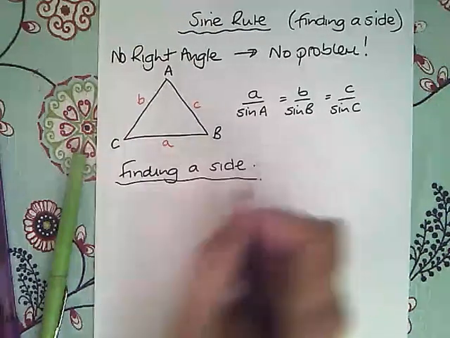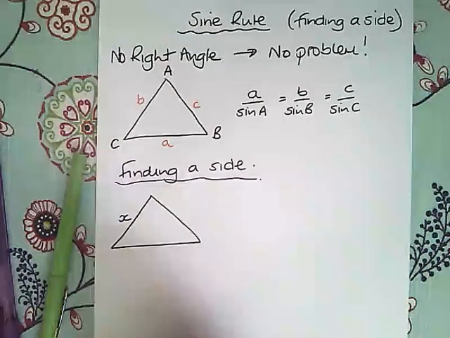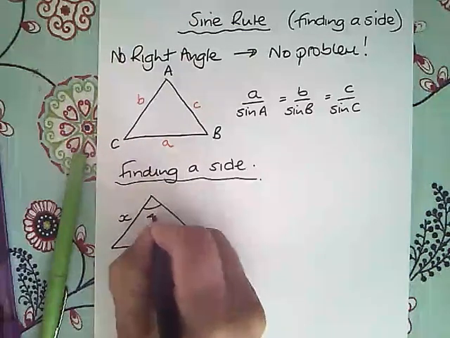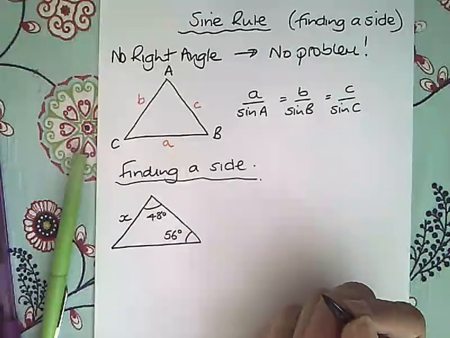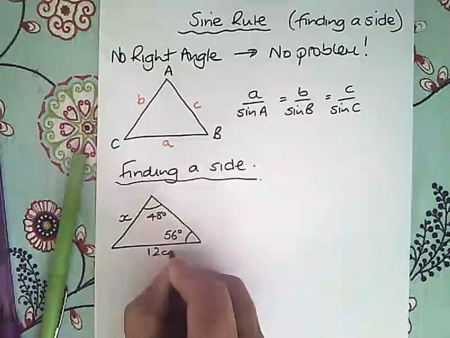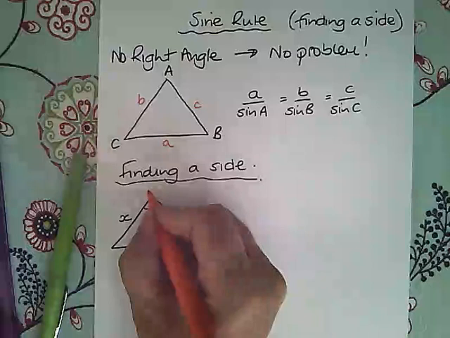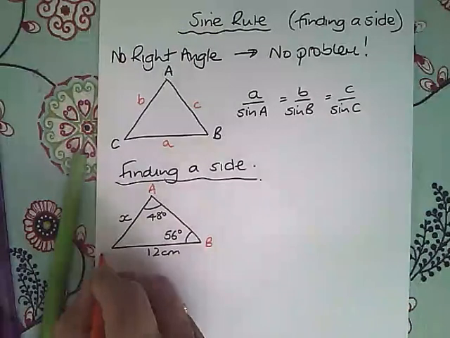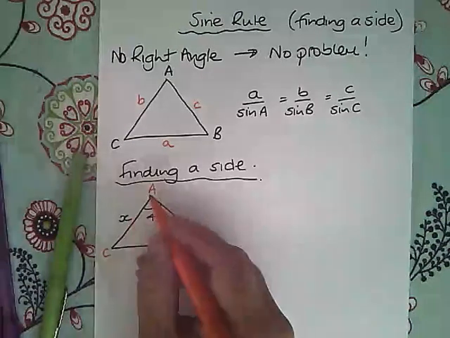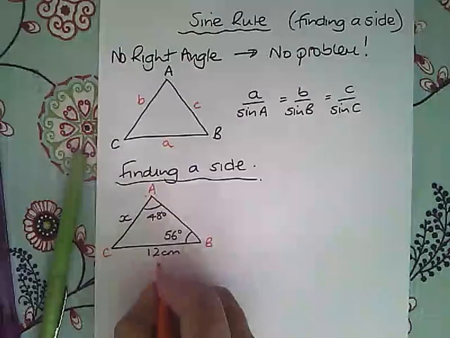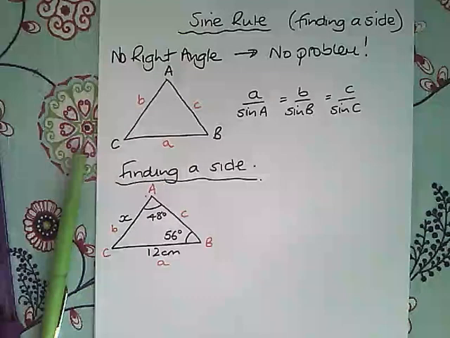in this triangle. This is the side I want to find. This is 48 degrees, and this angle is 56 degrees, and this side is 12 centimeters. So I start off by labeling my triangle A, B, and C, the big uppercase letters, and then label the side opposite the angle with the lowercase letters. So A coming down here, this is going to be little a, this is going to be little b, and this is going to be little c.